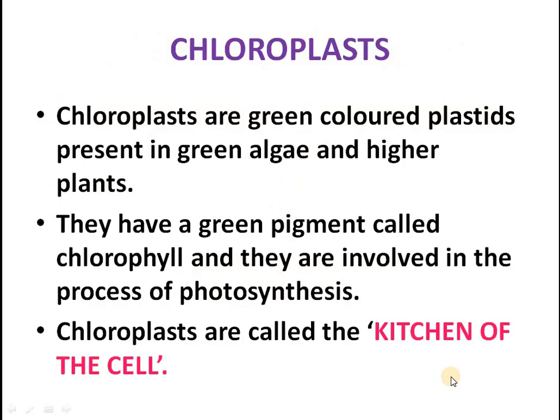First of all, chloroplast. Chloroplasts are green colored plastids present in green algae and higher plants. Why are they green in color? Because they have a green pigment called chlorophyll and they are involved in the process of photosynthesis. That is why chloroplasts are called the kitchen of the cell, because they consist of chlorophyll, which is helpful in the synthesis of food by the process of photosynthesis.